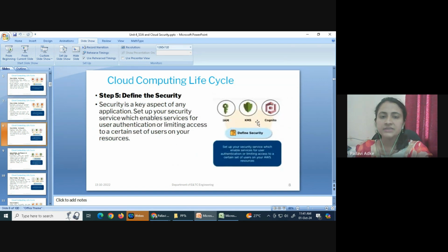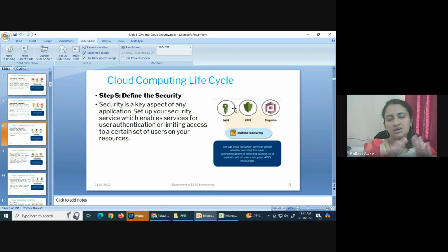Then define the security. All these come with security, because if security is not there we cannot go for those types of applications. Security is very, very important for us, so we should check the security also. Set up your security services which enable user authentication or limit access to a certain set of users on your AWS resources. As we saw on that day, there are two types of users, one is a root user and one is an IAM user. The root user is like your admin kind of thing. All the controls will be in his hand.